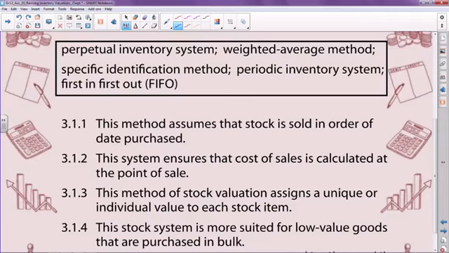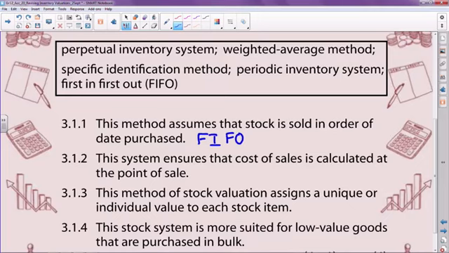Welcome back, Grade 12s. Let's start with the first one. It says, this method assumes that stock is sold in order of the date purchased. Now, obviously, you know that this results in us having to determine which one of these would best suit this description. And the fact that it's sold in order of date purchased tells you that this is FIFO. And you know that stands for first in, first out. Obviously, the stock that comes in first is the stock that is first sold. Keep that in mind.